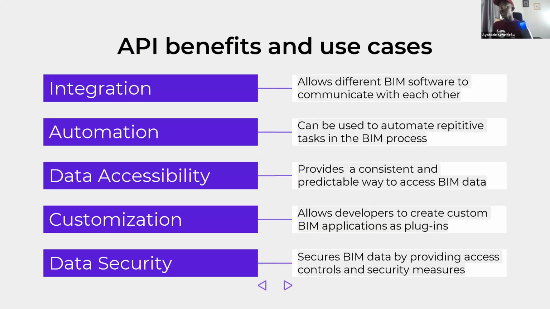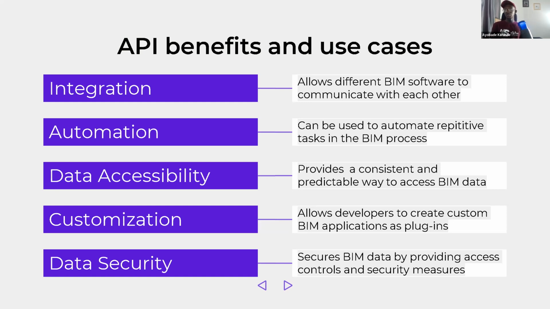So now the benefits of APIs. We have integration, which allows different BIM softwares to communicate with each other. Automation can be used to automate repetitive tasks in a BIM process and in BIM software. You can also access data through APIs, which provide a consistent and predictable way to access BIM data. There are already set rules and protocols to do that. You can also customize your BIM software by creating plugins or add-ons on top of softwares.